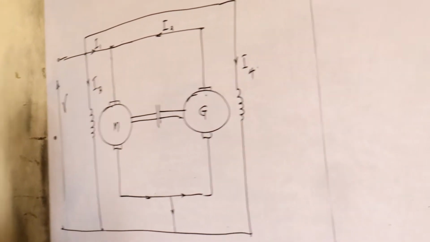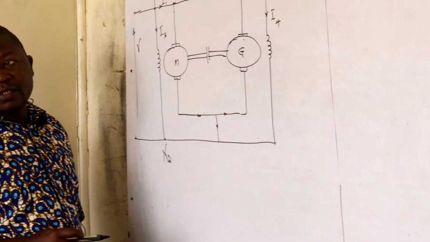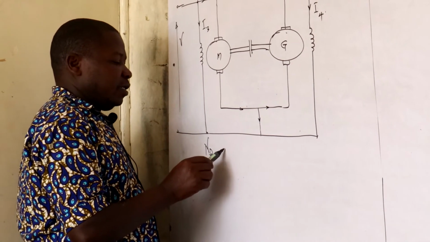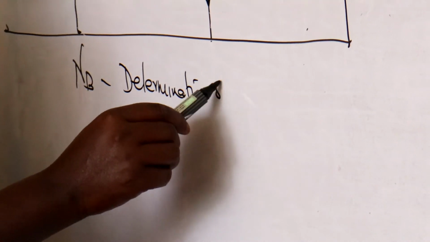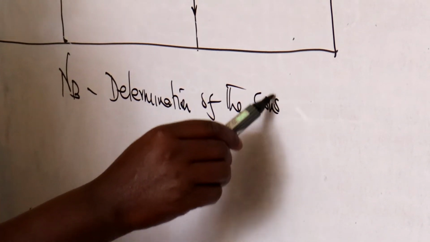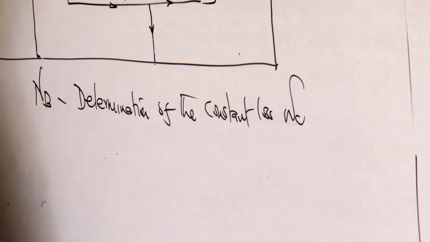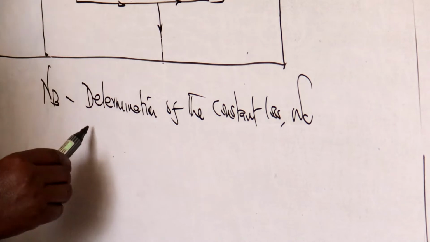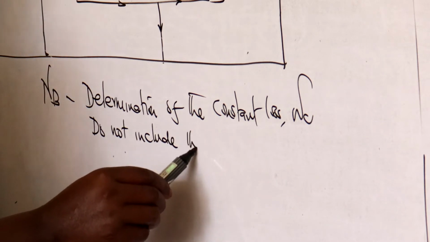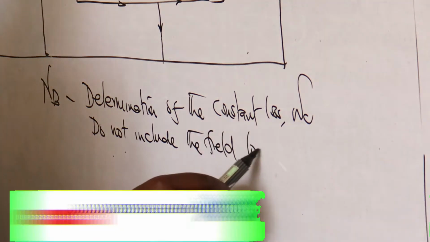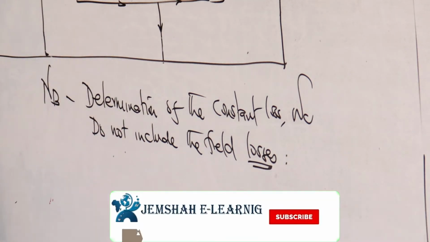Now, this is the point to note, that when you are excluding the field, in determination of the constant loss, WC, do not include the field losses. Field losses. That's the secret that's here.